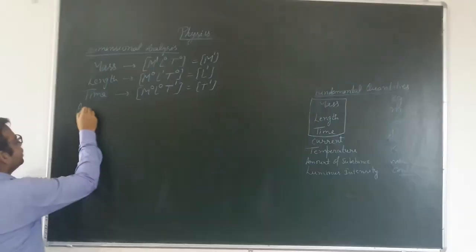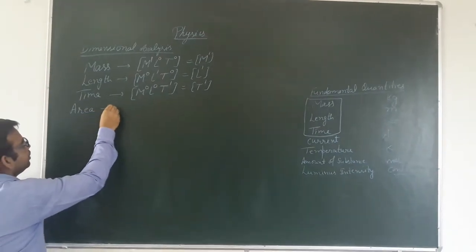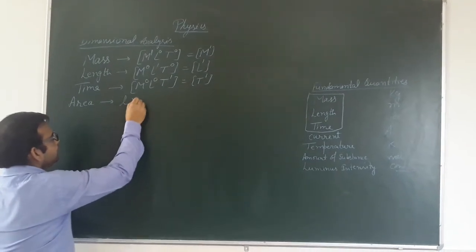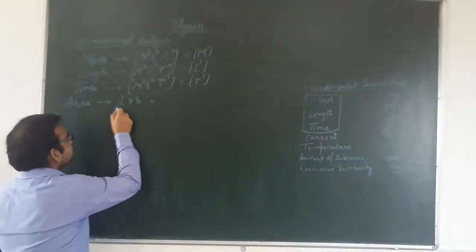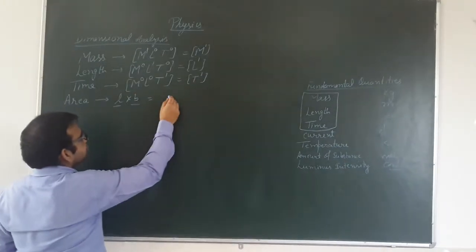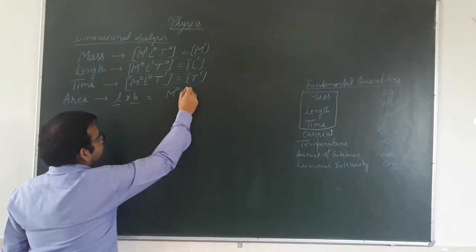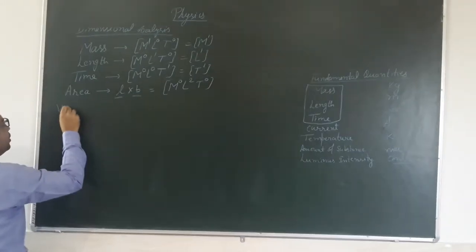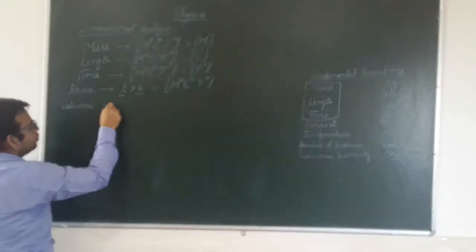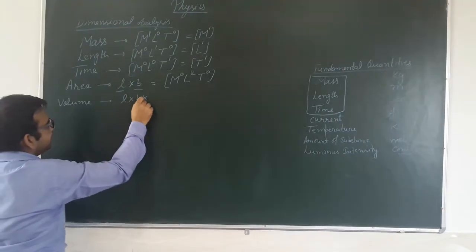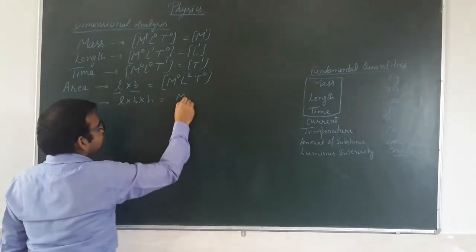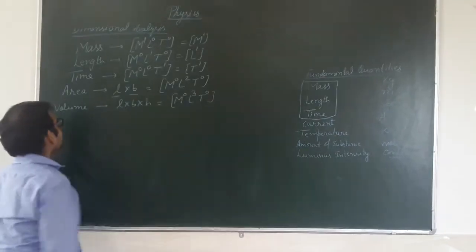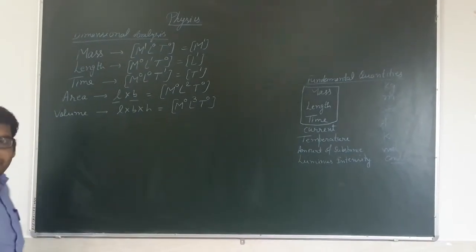Okay, now the next term is area. Area is length into breadth, L into B. So what I can write, this is also length and this is also length. So length comes 2 times, so M0, L2, T0. Then volume is LBH. So M0, L3, T0. This is the representation of volume.